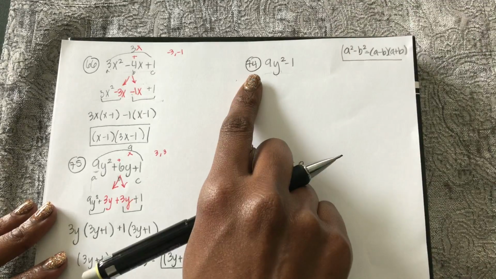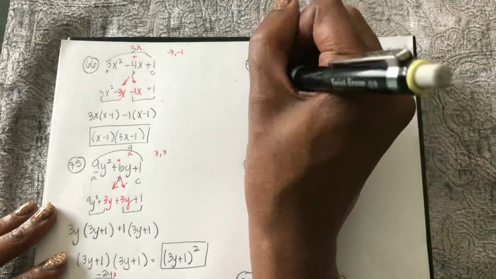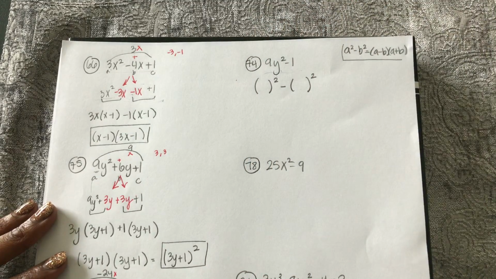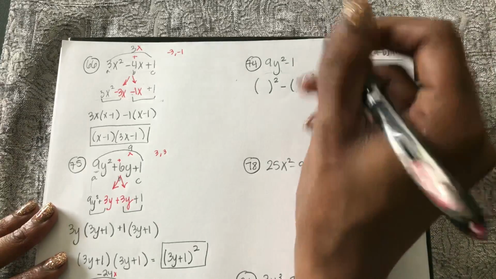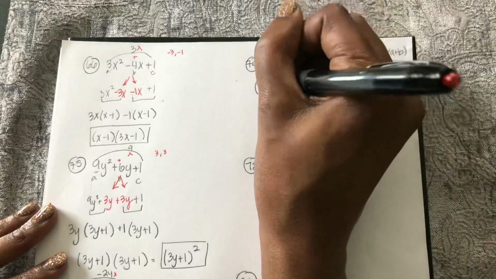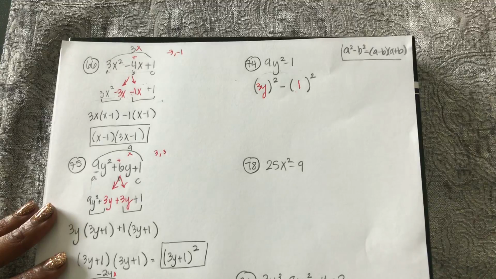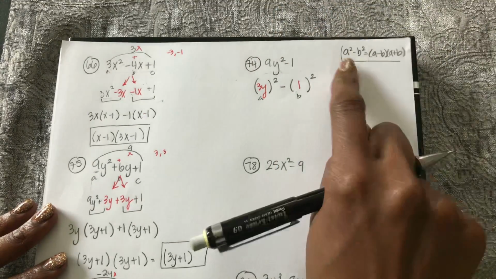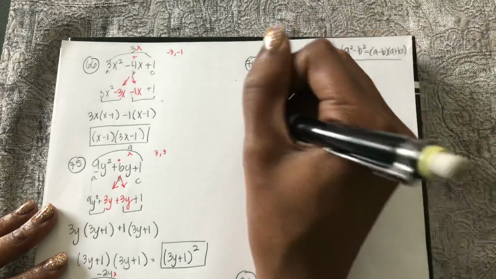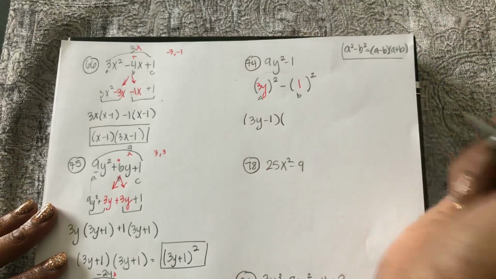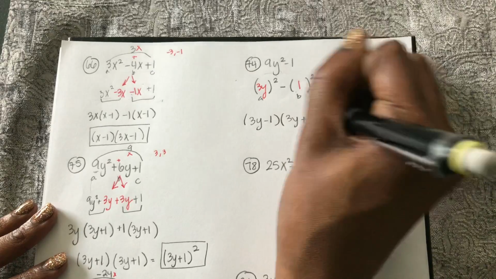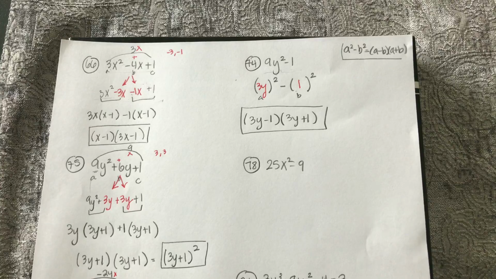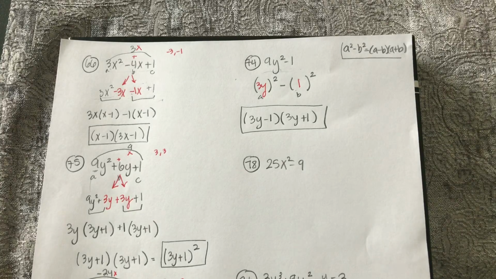So I look at this problem and I ask myself, can I write this as a square minus a square? Well, let's see. 1 squared is 1, yes. And then 3y squares to be 9y squared. So this is my a and this is my b for my difference of squares pattern. So it factors to be 3y minus 1, 3y plus 1. So difference of squares goes very quickly if you recognize your perfect squares.